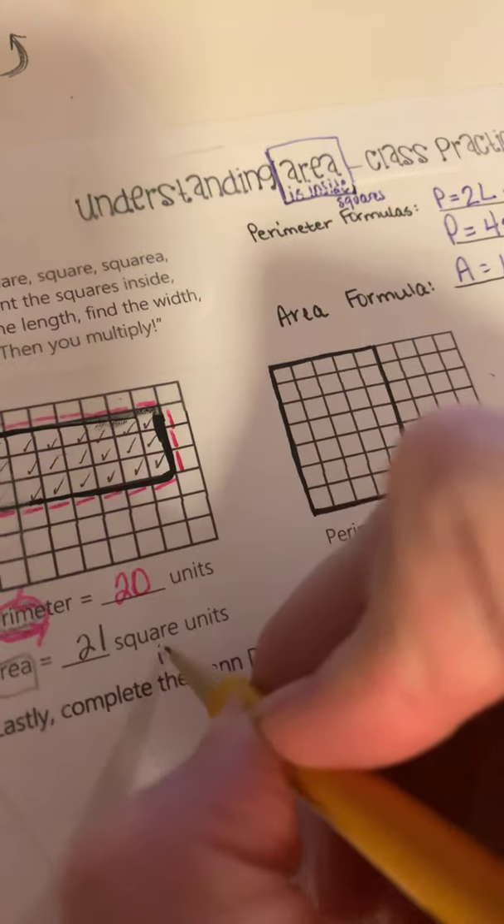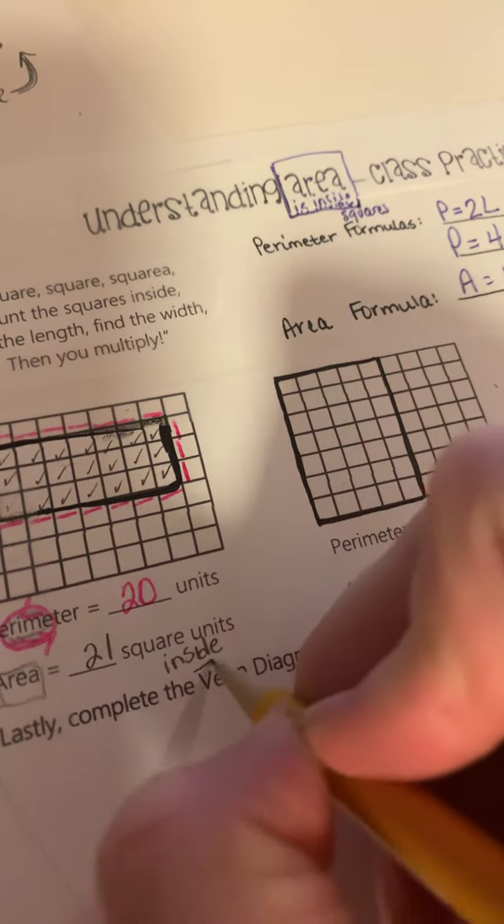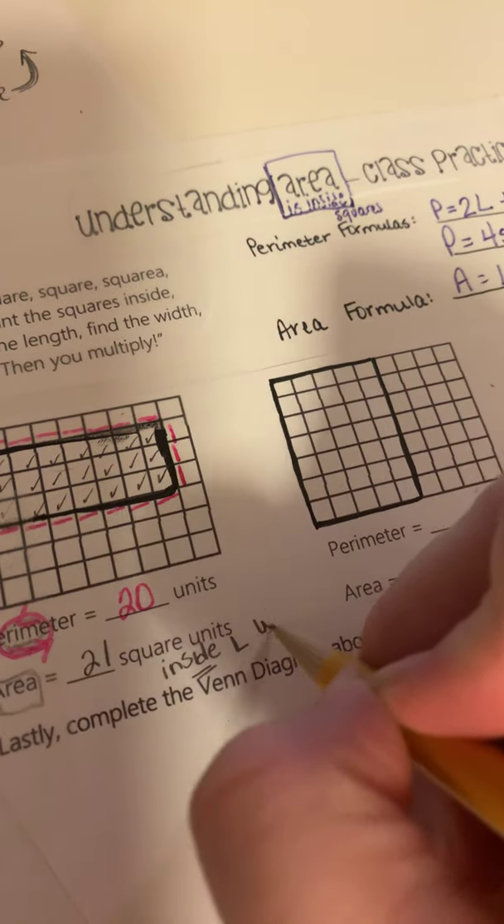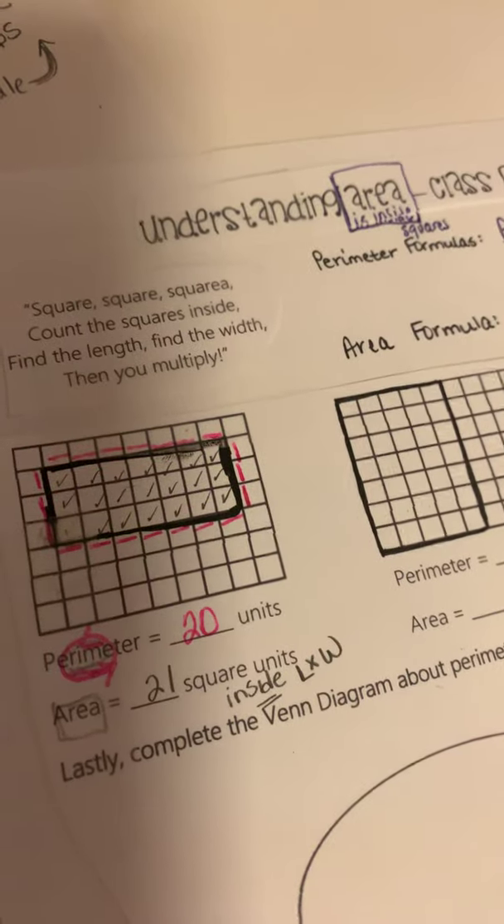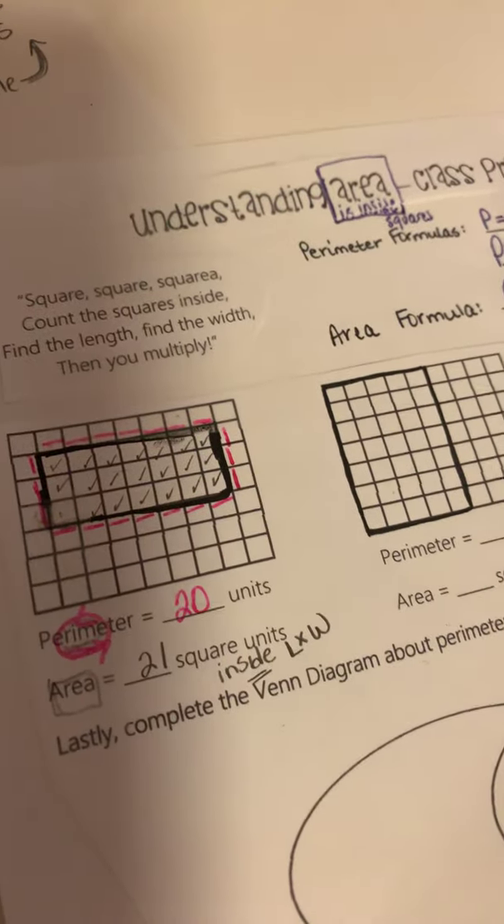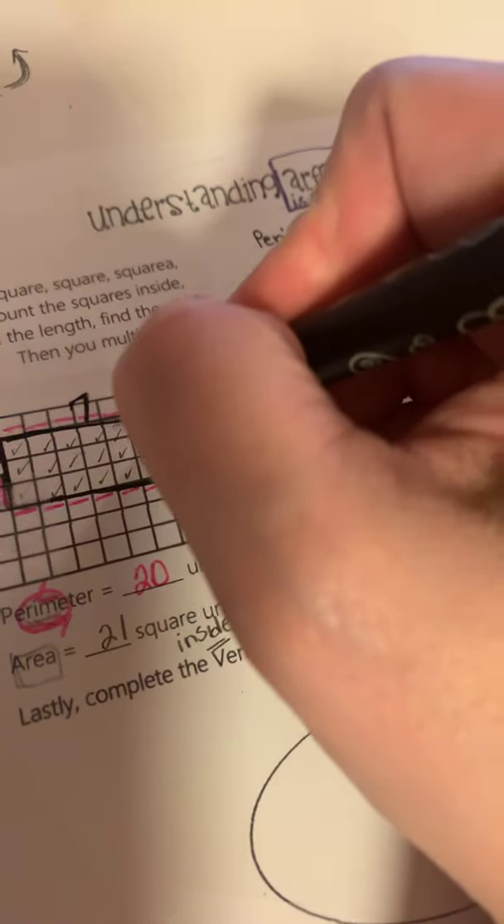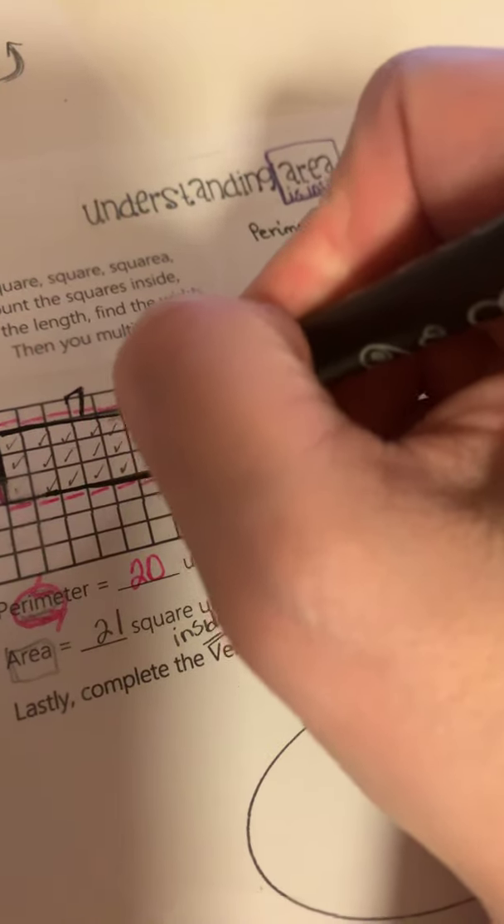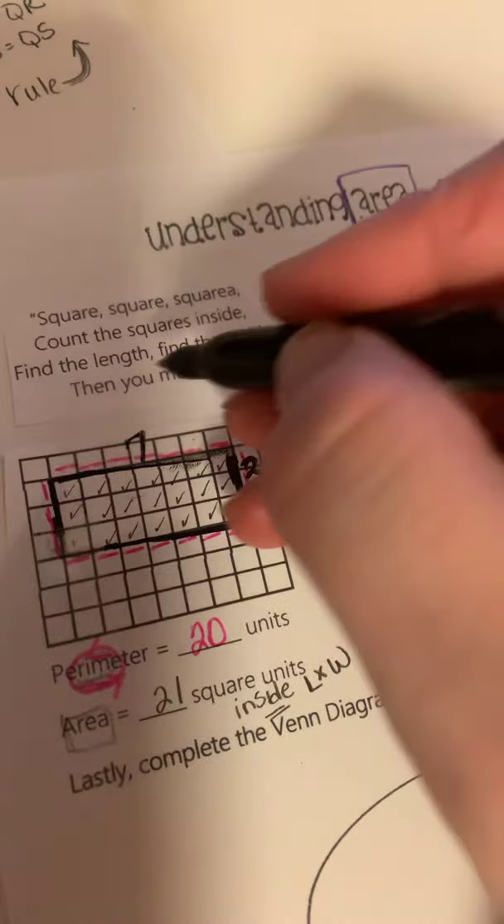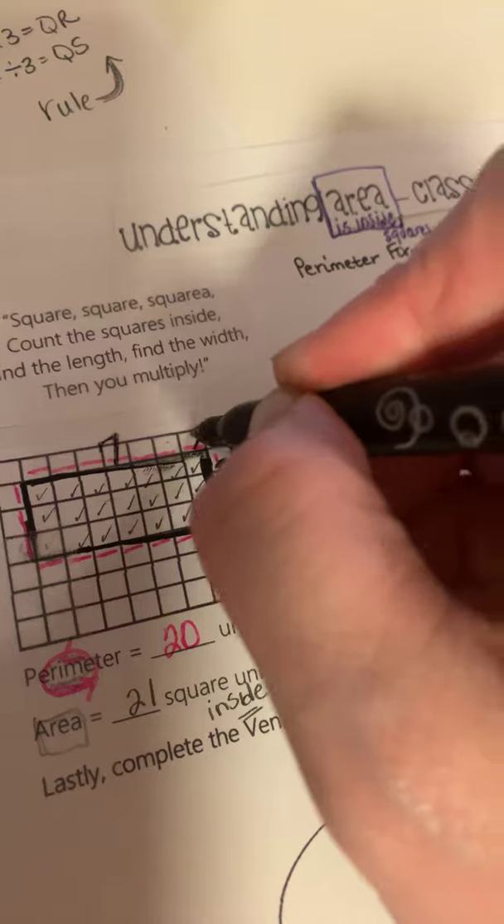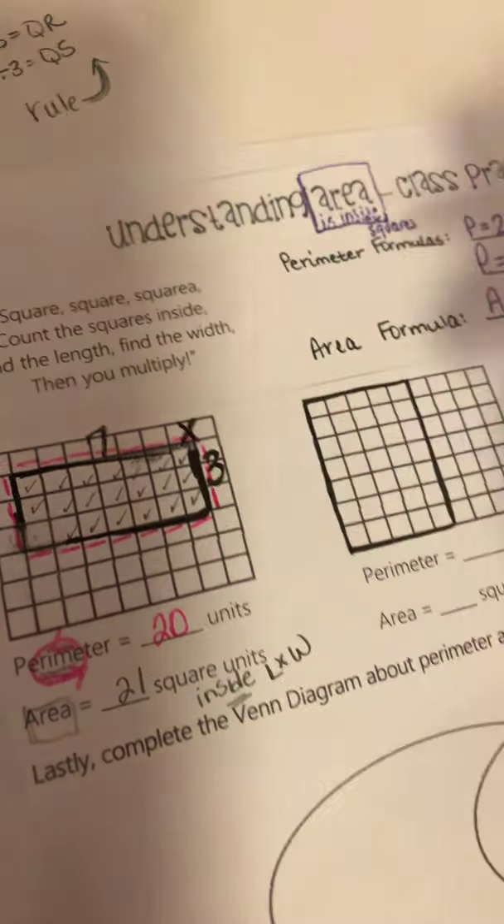The squares inside. Or find the length, find the width, and multiply. Well, y'all count real quick and then raise your hand when you have the length. 1, 2, 3, 4, 5, 6, 7. Ask them to say it out loud. It's 7. All right, what is the width? 3. All right, and the formula says length times width.